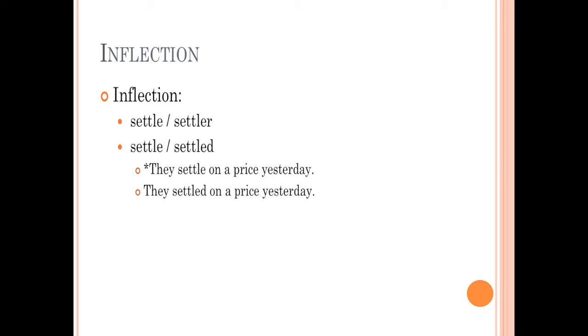Take the word settle and settler. These are different words. One is a verb, one's a noun. One refers to an action, one refers to a person who does that action. That's derivation. But settle and settled are the same word, just different tenses. Settled is the verb settle, but with a past tense marker.